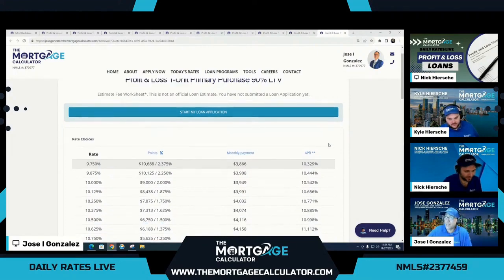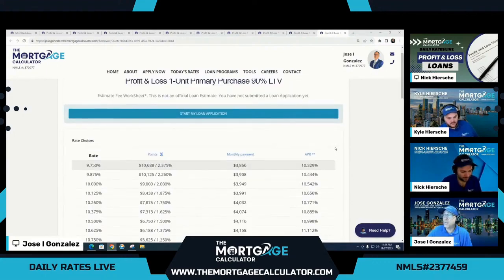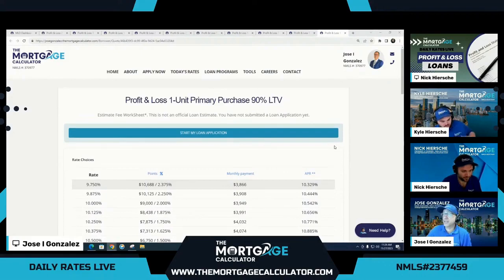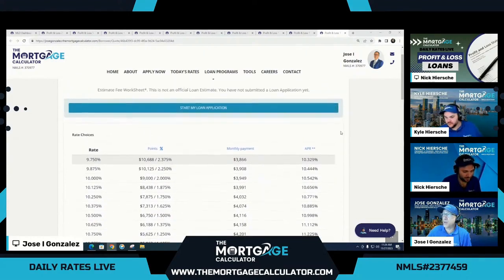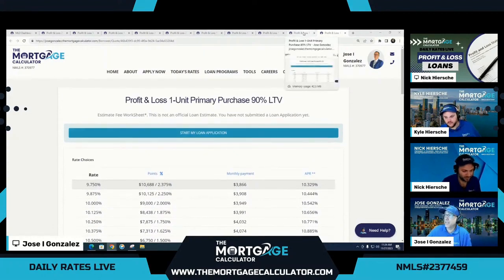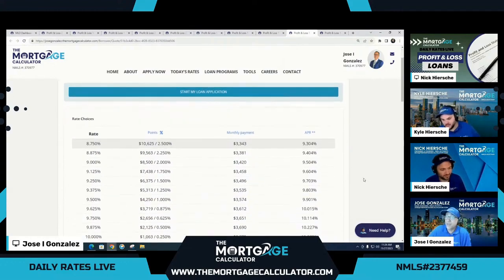Our highest LTV, as is the case with all of our non-QM loans, is 90% LTV. This is the max LTV for a primary one unit purchase, and you're looking at 10.875 as our lowest cost option and 9.75 as our lowest rate option. And this is at the maximum LTV. So, like I usually like to show, I tone it back a little bit on the LTV, don't max it out, to see what kind of improvements in rates we get.